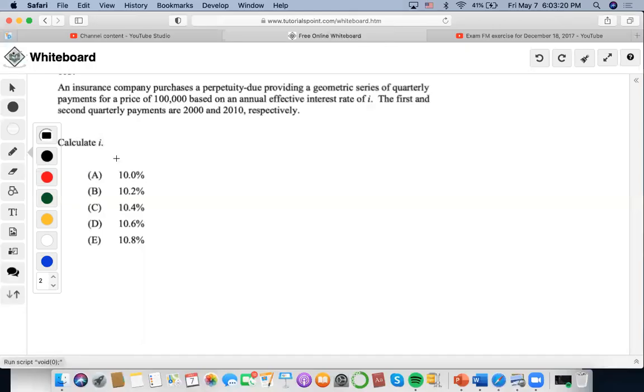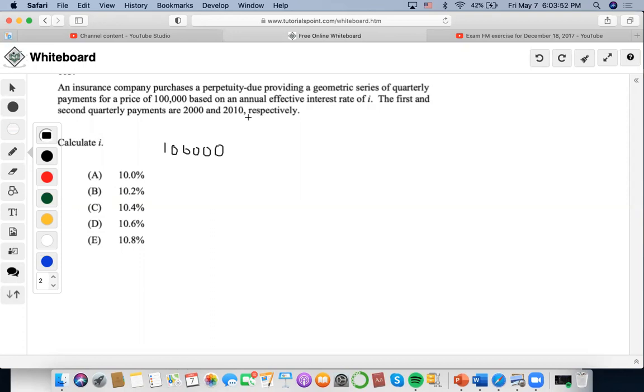Alright, so for this problem, it says an insurance company purchased a perpetuity including a geometric series of quarterly payments for a price of 100,000. So this whole perpetuity due is going to equal 100,000, and it's based on an annual effective interest rate of i. The first and second quarterly payments are 2,000 and 2010 respectively. Calculate i. So they're saying that this due is worth this, but they're saying that these payments are quarterly.